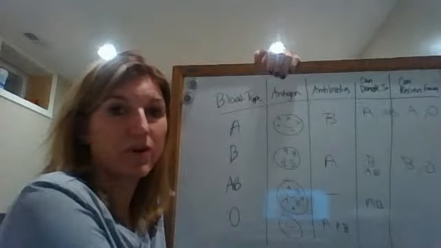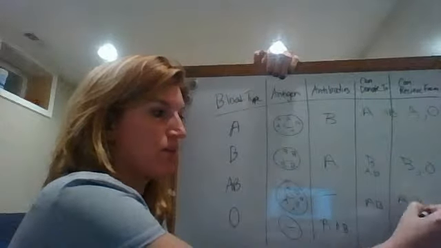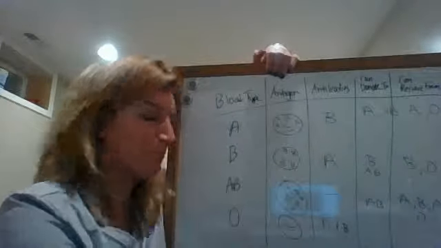And guess who they can receive from? Everybody. They can receive from A, they can receive from B, from AB, and from O. They're called the universal recipient.